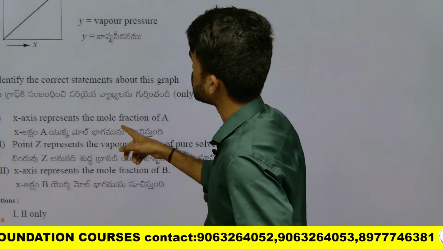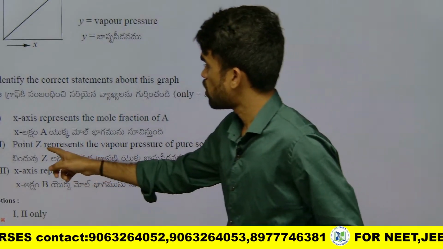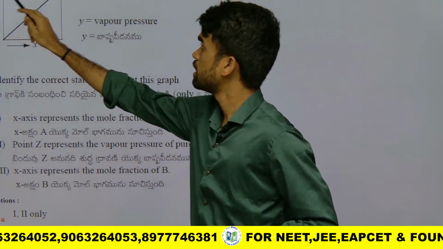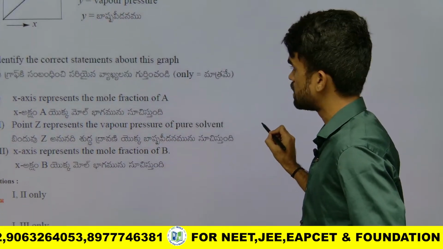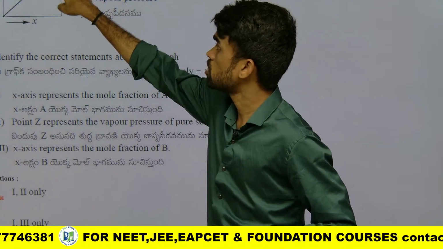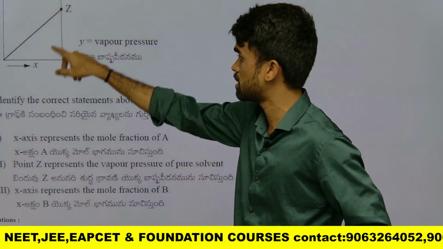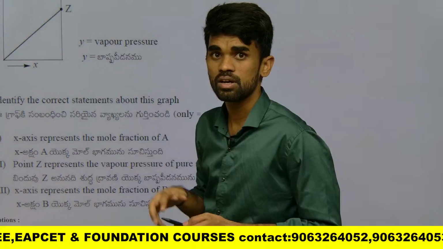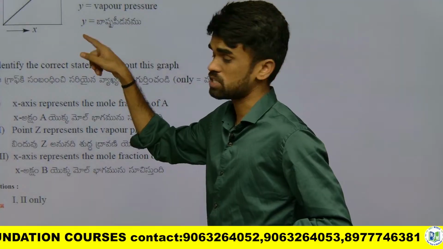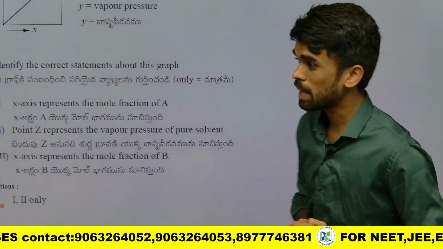The x axis represents mole fraction of A. A is the solute here. Point Z represents the vapor pressure of pure solvent S. Here we take solute, here we take solvent. So this point Z is correct, no? Z represents the vapor pressure of the solvent. X represents mole fraction of solvent, so X represents mole fraction of B. So options 2 and 3 are correct and not 1. Okay, next.